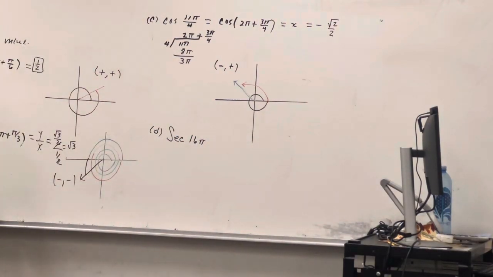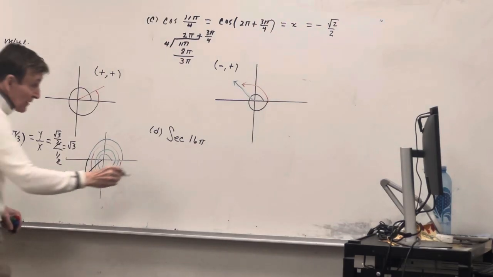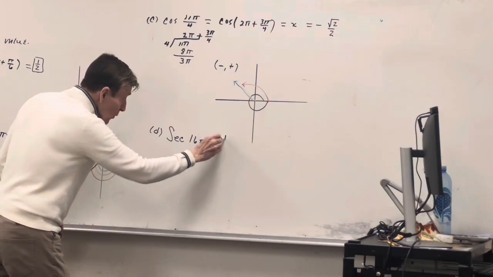16 pi. Secant of 16 pi. And by the way, I see pi there, I don't think pi was one of those listed back here in the table. But maybe something unique is happening. Guys, the definition for secant she asked me to do was 1 over x.